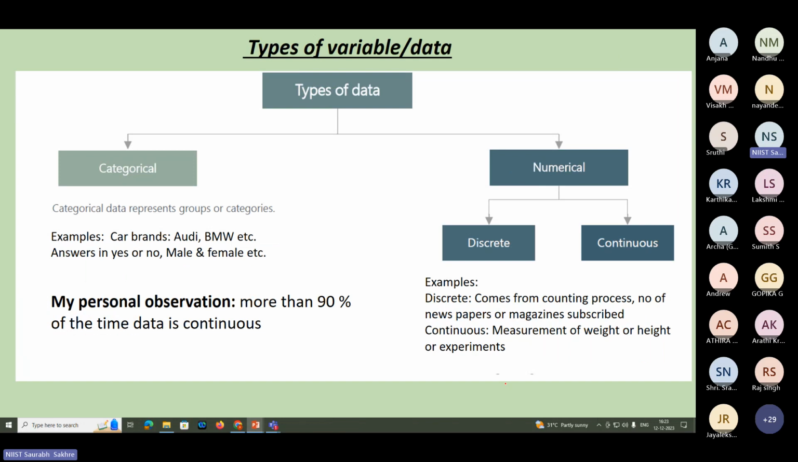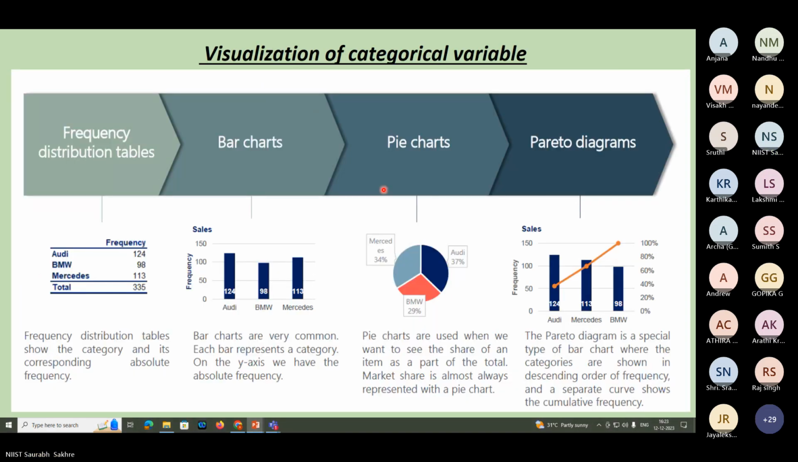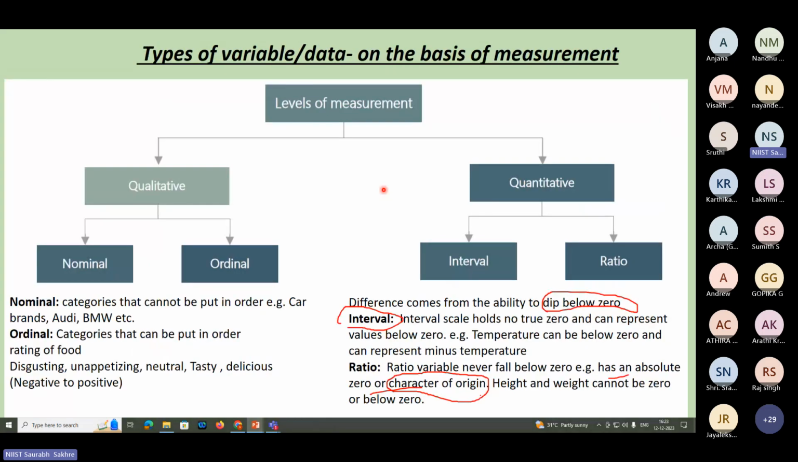So I hope types of data based on categorical and numerical, plus types of data based on levels of measurement, qualitative, quantitative, all things are clear to you. Anyway, I'll ask after 5-10 minutes.